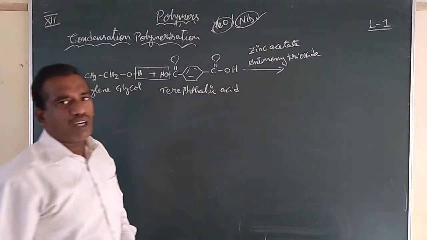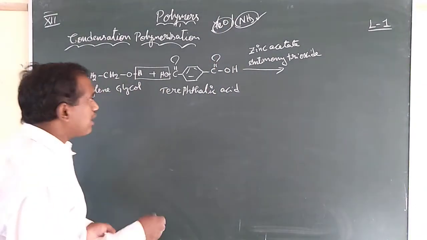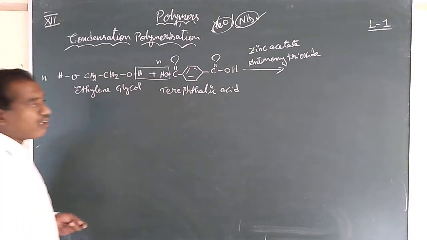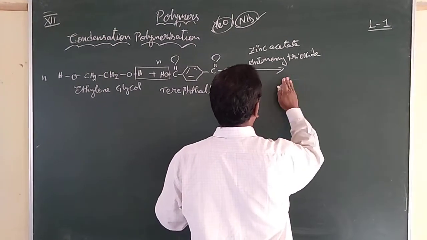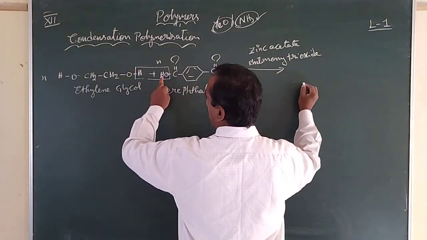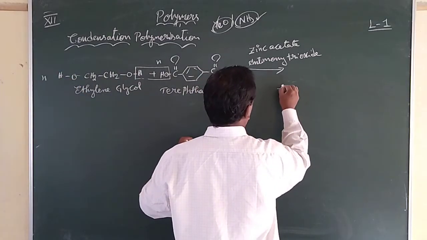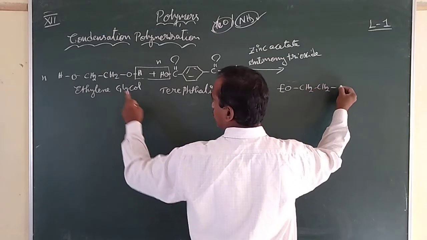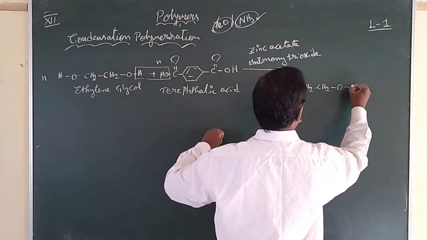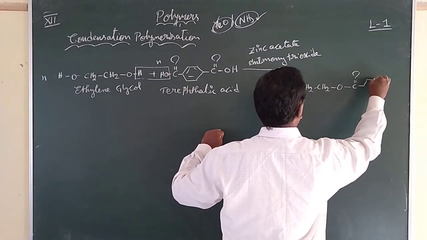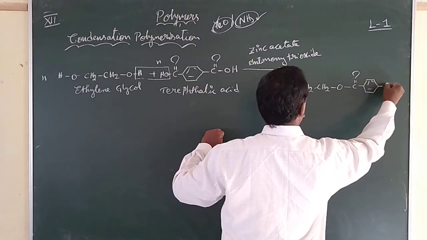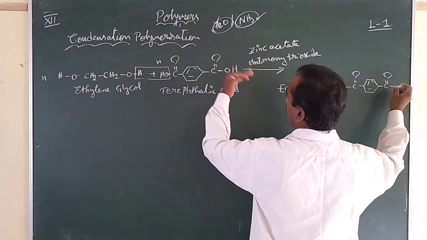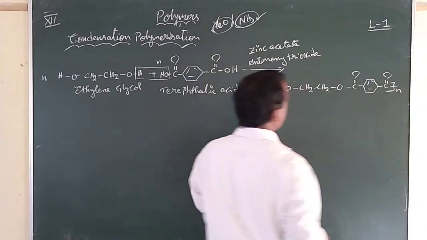In this example, presently what was removed? Water molecule was removed. But if I take n number of molecules, then what will be formed, children, here? See here, hydrogen is being eliminated to this side. That side also hydrogen will be eliminated. Then that is forming CH2, O and C double bonded O. Here C double bonded O is there. Here the OH will be removed with another molecule. This is the repeating unit.